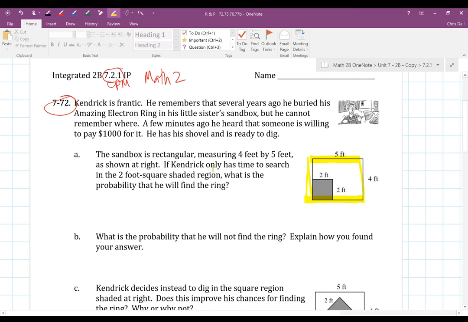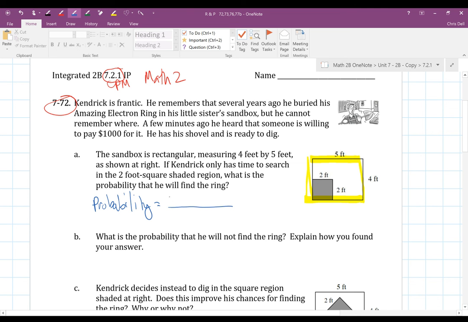It says if Kendrick only has time to search in a 2-foot square shaded region, what is the probability that I'll find the ring? So probability. Remember, probability is always a comparison. It's always a ratio, right? You can put things in percentages and such as well, but it started off as a ratio of what you want over how much total, right?